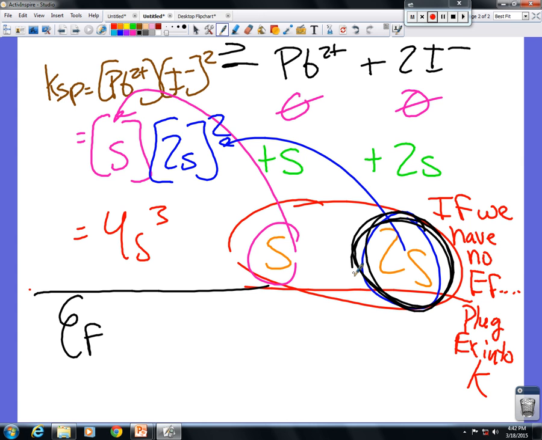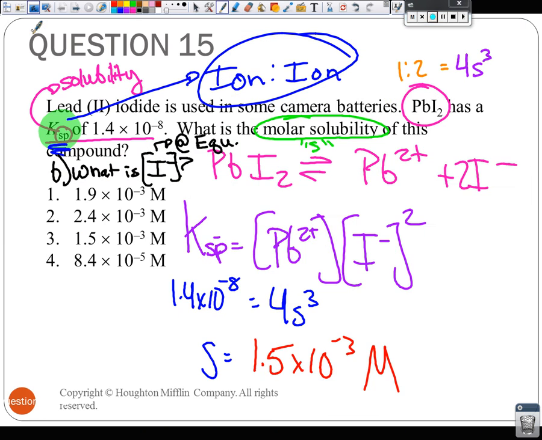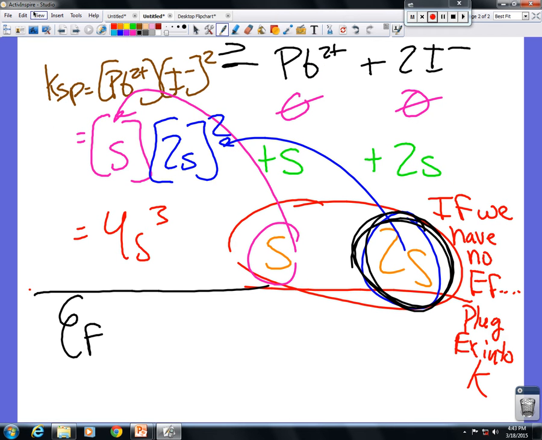So instead of having to do the RICE table, can I show you the easy way? If it asks you for the iodide ion concentration, if you tried to plug S in right there, what would you have to do? Double it. Pay attention to the what? The coefficients. Don't square it. Double it. Because if you think about it in a RICE table, what would you do? You double it. I'm telling you, hint, hint, wink, wink. Pay attention to the coefficients at a specific ion concentration.